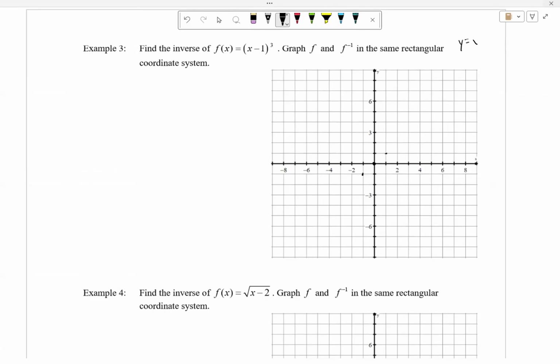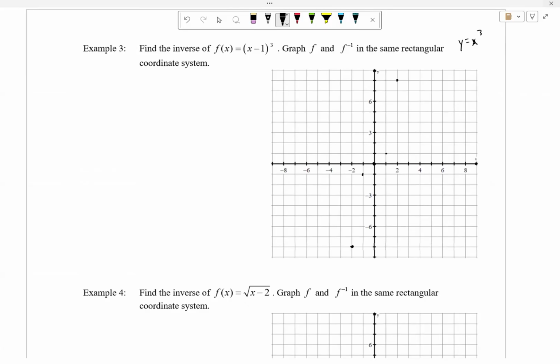Because the parent function is y equals x cubed. So when you plug in a 2, you get 8. So 2, 8. It'd be the opposite, so -2, -8. Thank you. This is perfect. Thank you, Upton.